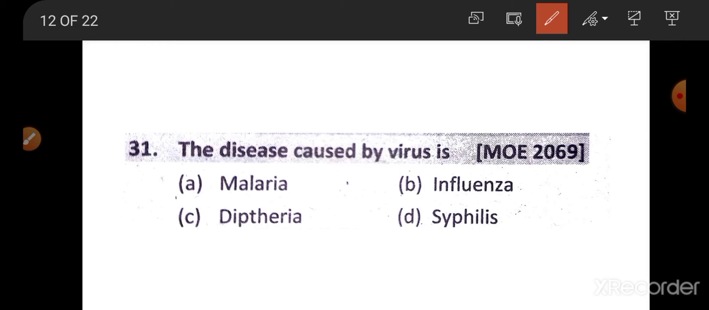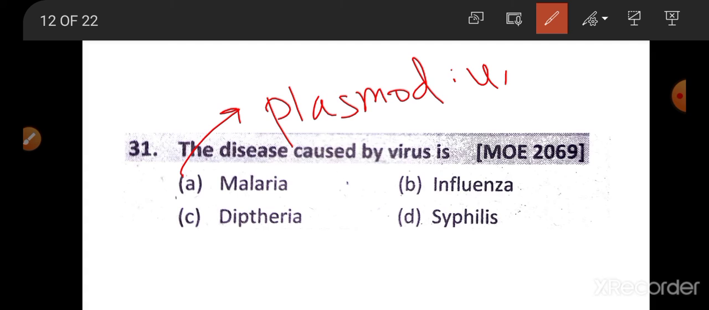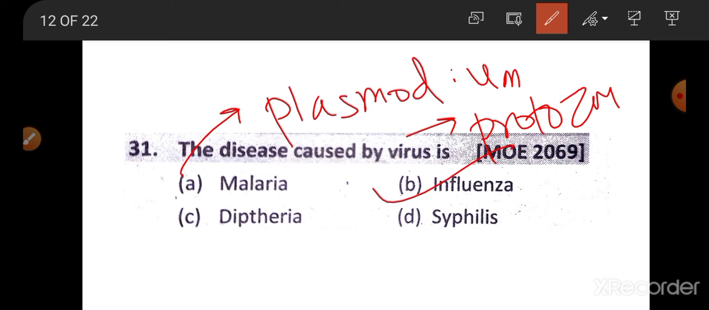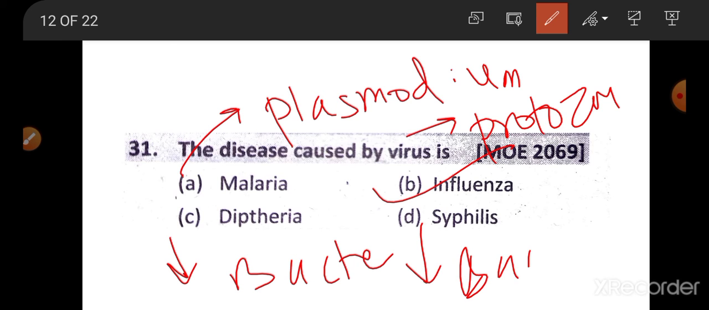31. The disease caused by virus is... Malaria is caused by Plasmodium, which is a protozoan disease. Influenza is caused by virus. Diphtheria is caused by bacteria. Syphilis is also caused by bacteria.